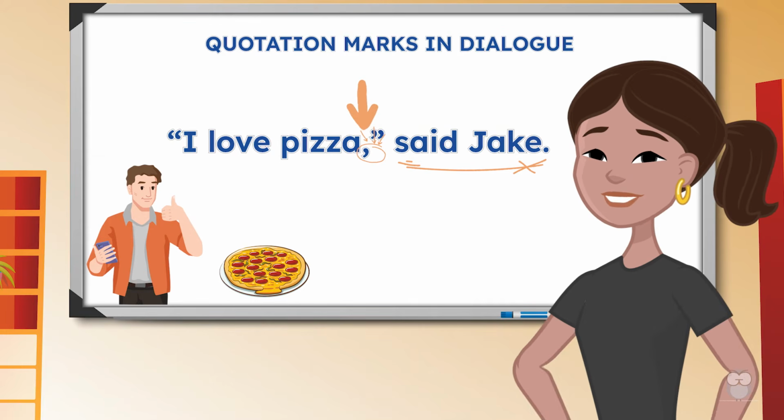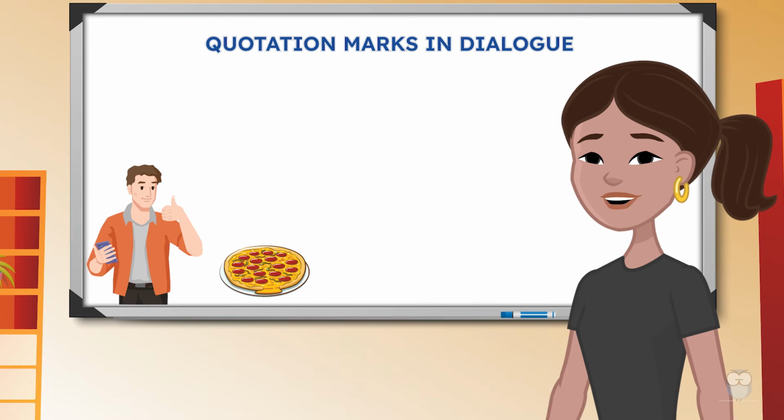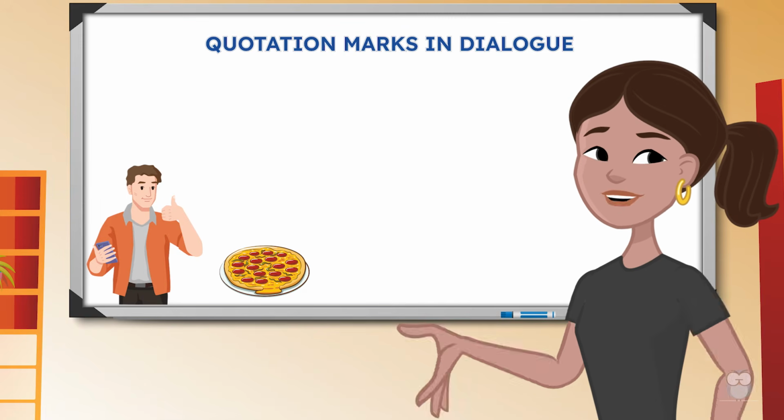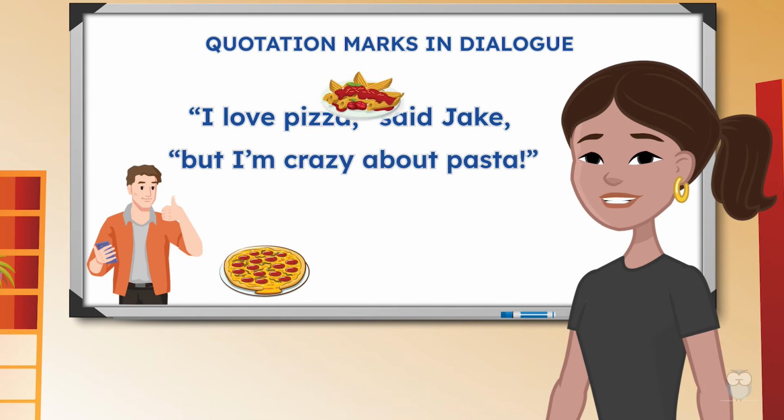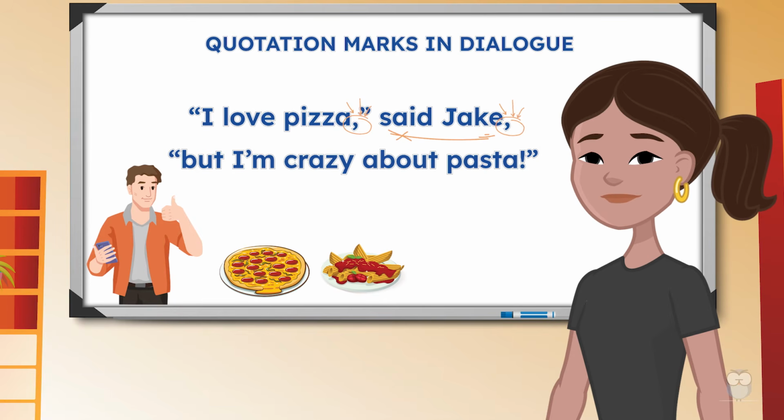So far, so good? Okay, let's try another scenario. Let's say the dialogue is interrupted by the tag, like in this example. "I love pizza," said Jake, "but I'm crazy about pasta." Okay, a few things here. Notice the two commas that are used to set off the tag. One comes after pizza inside the quotation marks, and the other one comes after Jake before the quotation marks.